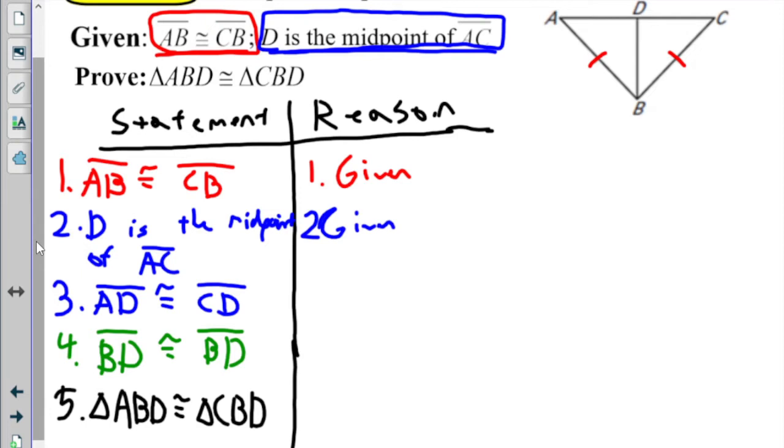Now, step 3 will not be given because it's not in the given information. We are going to use this piece of given information to give me a pair of sides or a pair of angles. That's the idea here: remember that to use one of the methods, we need 3 pieces of information. We always need 3 pieces of information.